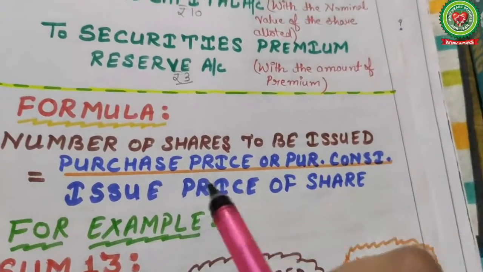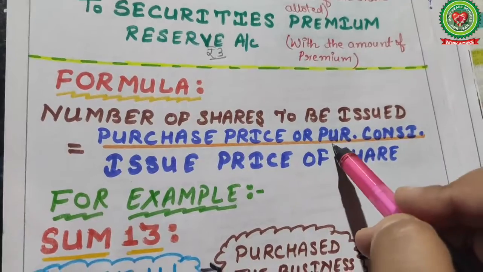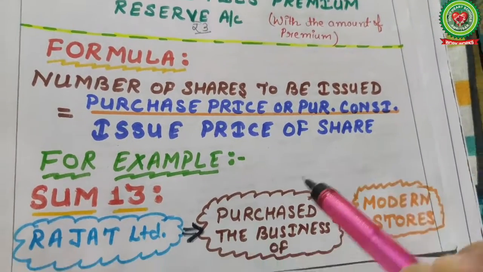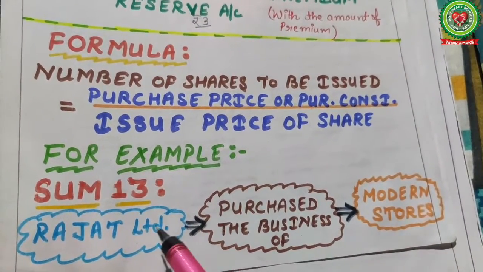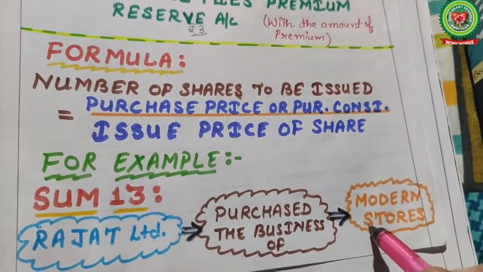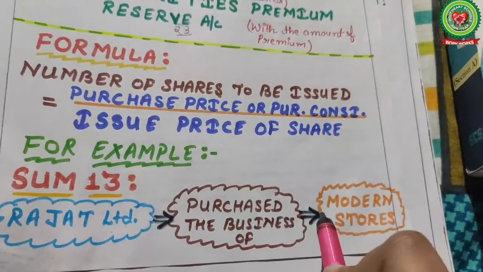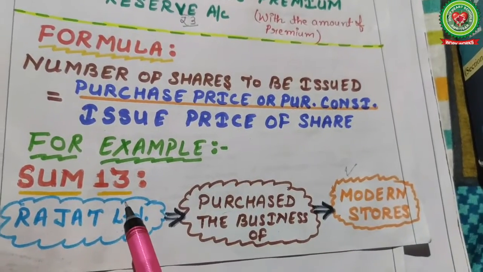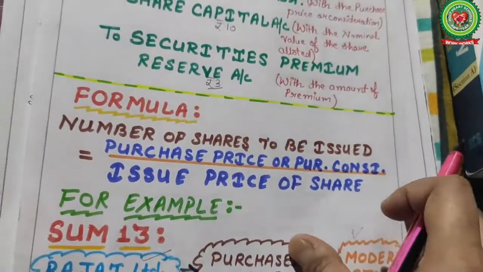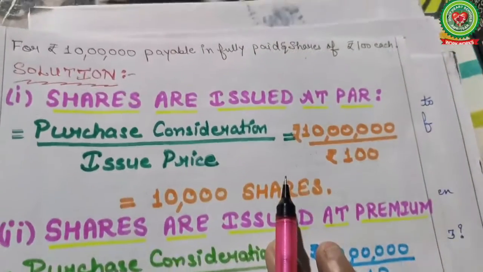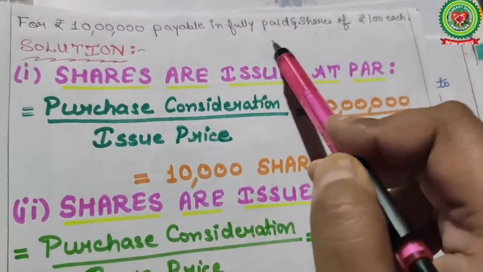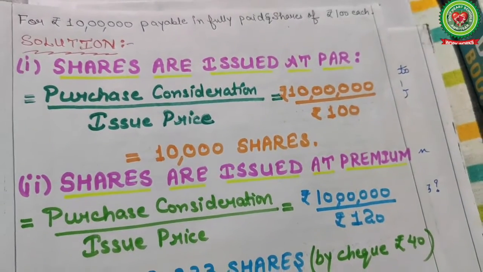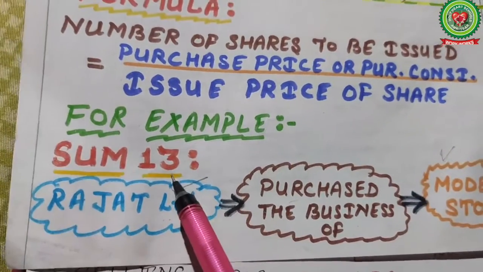Now the next formula, to compute the number of shares to be issued by the company to the vendor: purchase price divided by issue price of share. For example, Rajat Limited purchased the business of Modern Stores. Two parties: one is Rajat, one is Modern Stores. The vendor in this case is Modern Stores, and Rajat purchased the business of Modern Stores for 10 lakh payable in fully paid equity shares of rupees 100. This is your sum number 13.